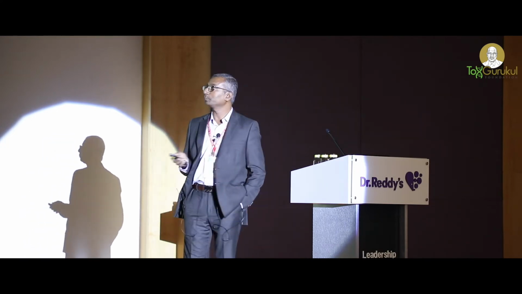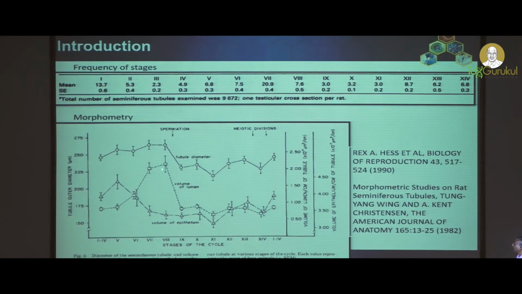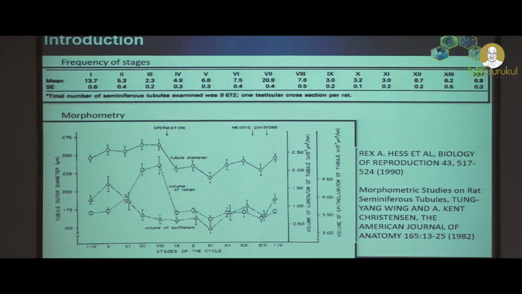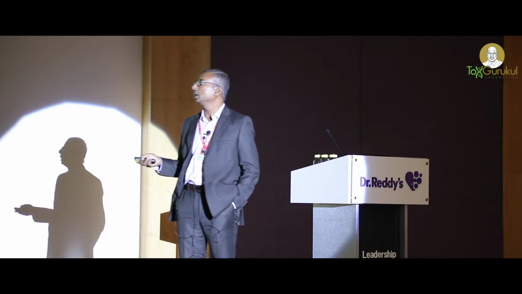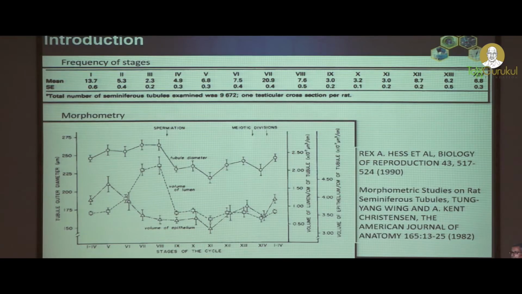If you look at the morphology, the highest tubule diameter and highest tubule volume happens in stage 7 and stage 8, and at that time the epithelium volume is the lowest. This is because the Sertoli cells are more active at these 2 stages to support the formation of the mature spermatid, which eventually is permeated by stage 9. And in fact, stage 11 is where all of these parameters, the tubule diameter, the lumen of the tubule and the epithelium, are the lowest.